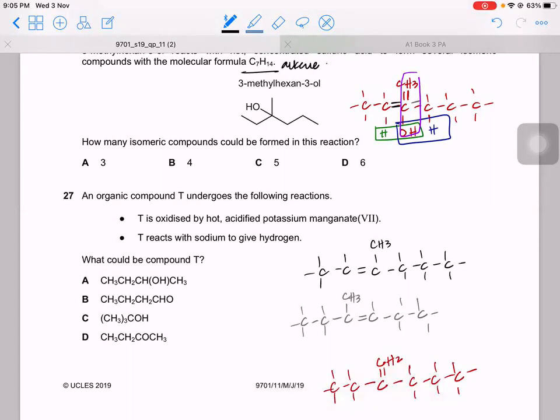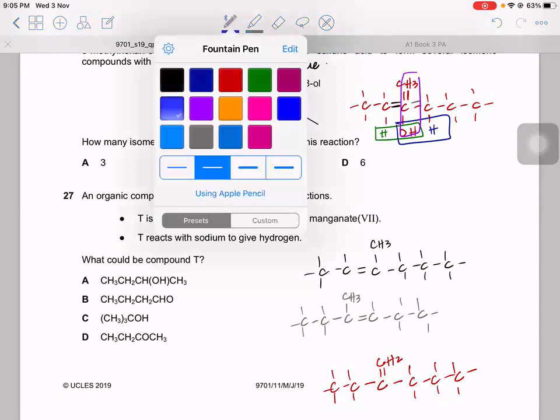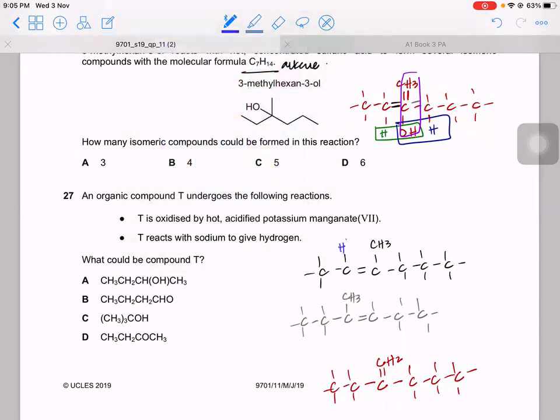So let's see. Right here, can the first one show cis trans? Yes, because you have a H, CH3, both are different. CH3, C3H7, both are different. So this exists as cis trans isomerism. So there are two isomers for this.